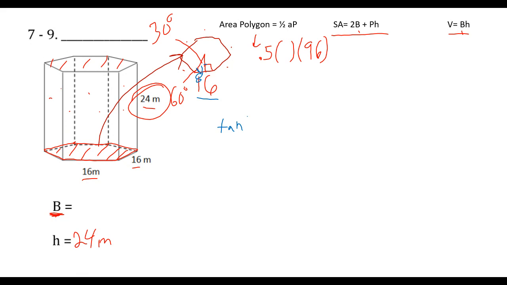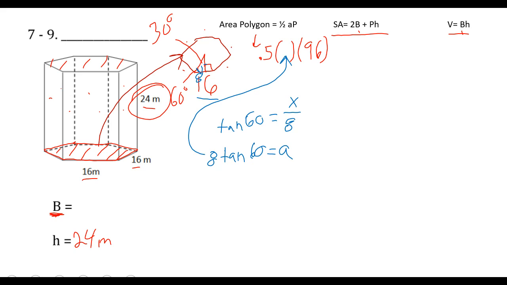Tangent of 60, because I'm going from the 60 side, equals x, because that's the apothem, and then my bottom adjacent, which is 8, which then turns into 8 tangent 60. That's going to be my apothem, which is what I want to throw in right here, right? Then I'm going to have the base. Okay, so let's maybe just punch that in the calculator.